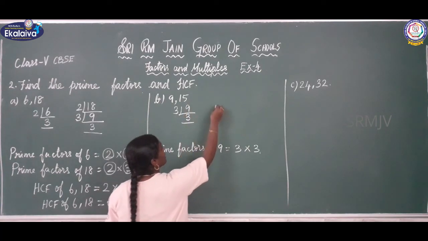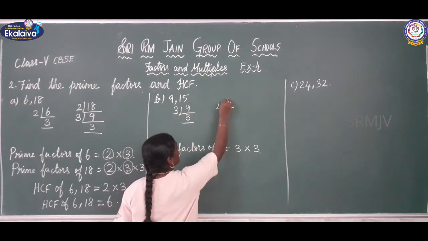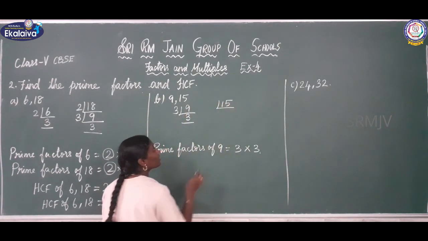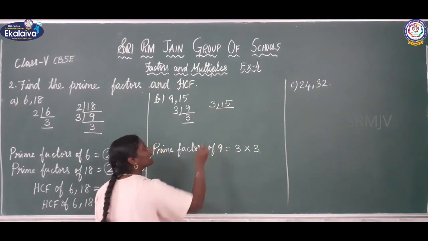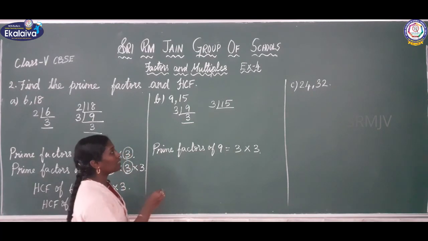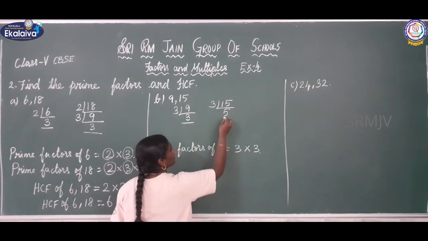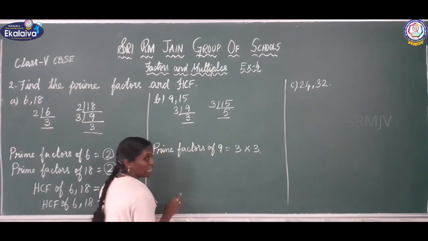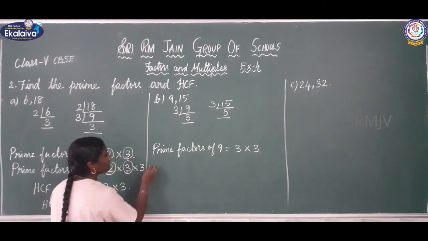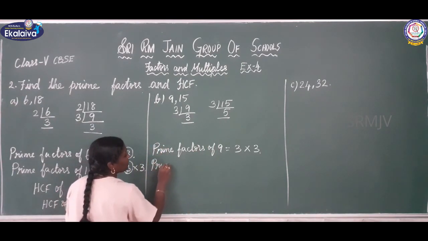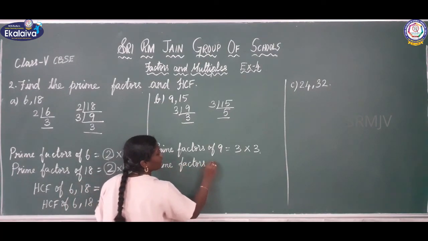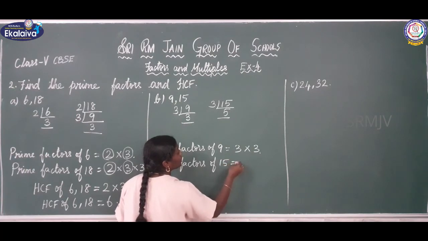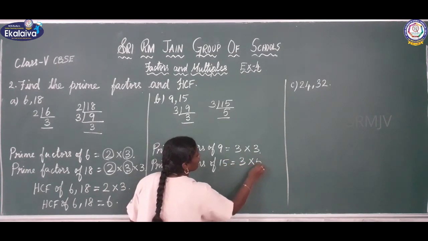Now we have to find the prime factors of 15. Here 15 is an odd number, so which is the smallest prime factor? 3. 15 divided by 3, 5. Here 5 is a prime number, so we have to stop here. So prime factors of 15 is equal to 3 into 5.